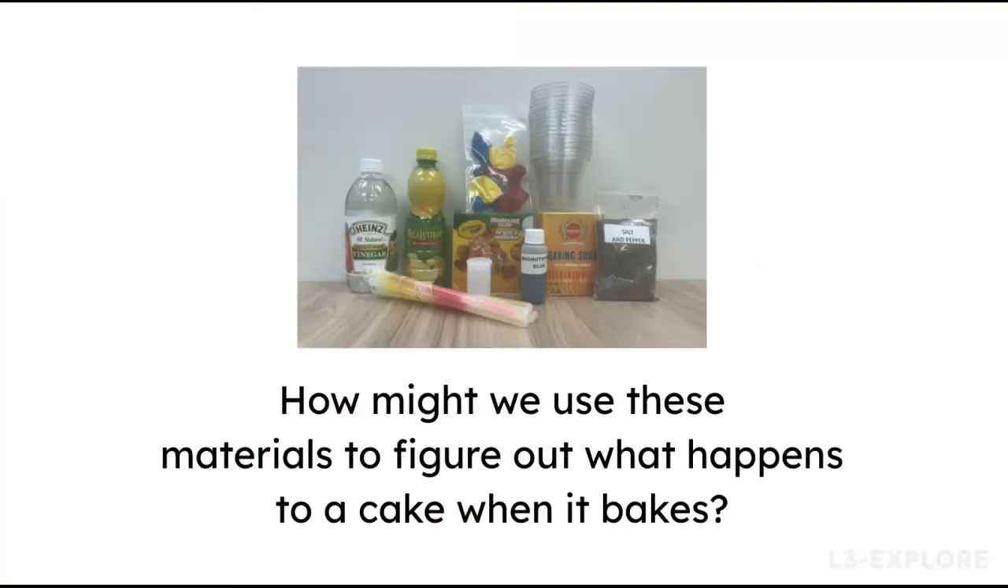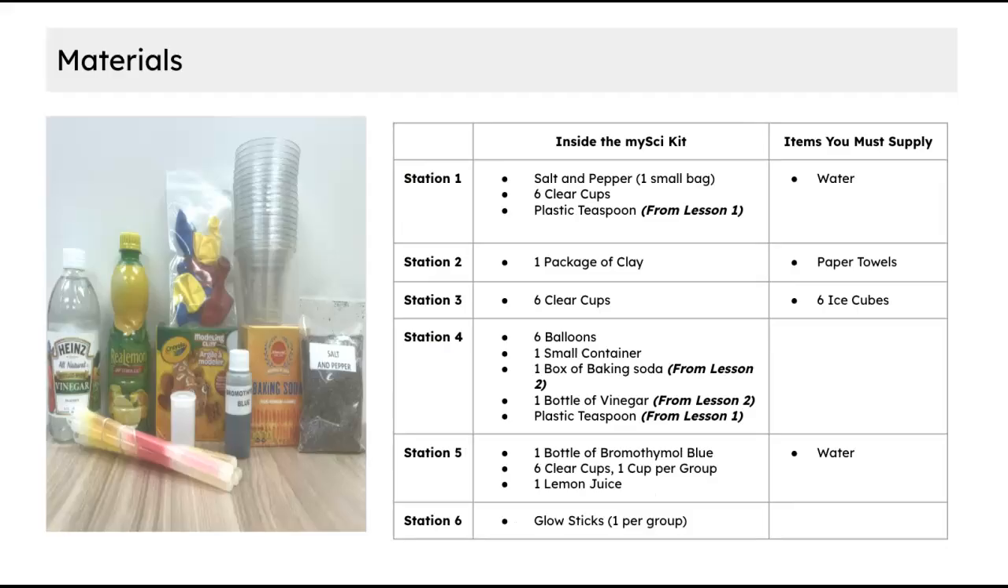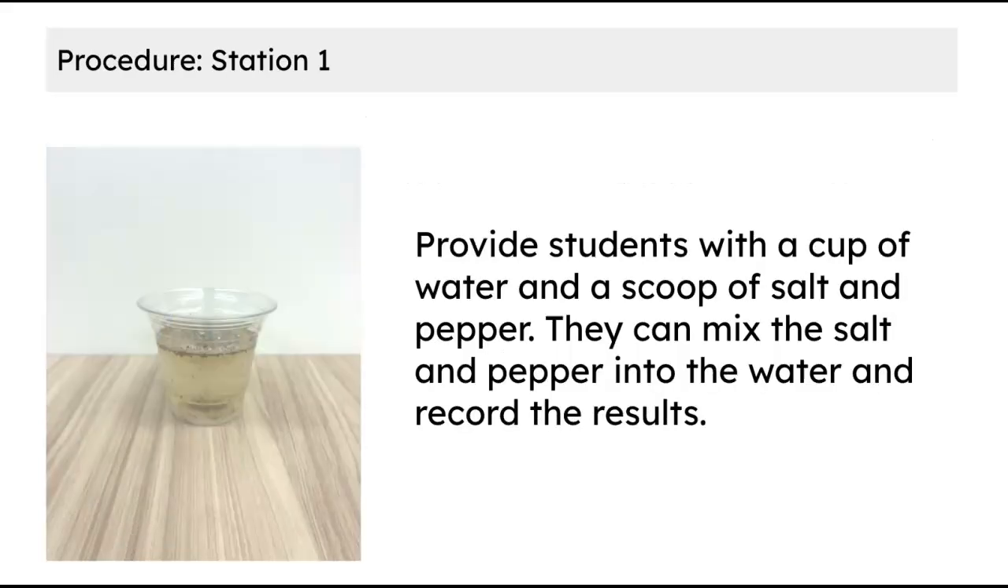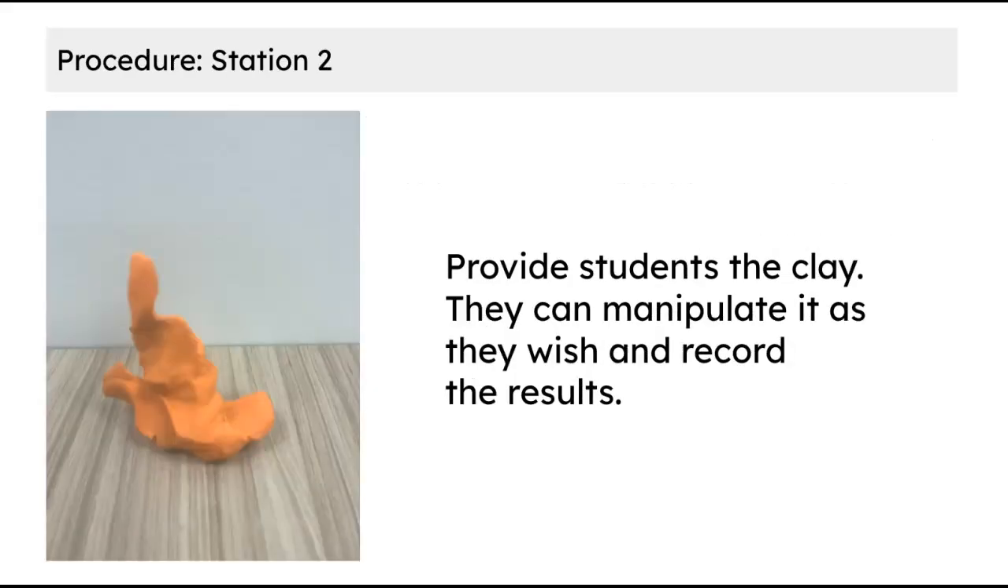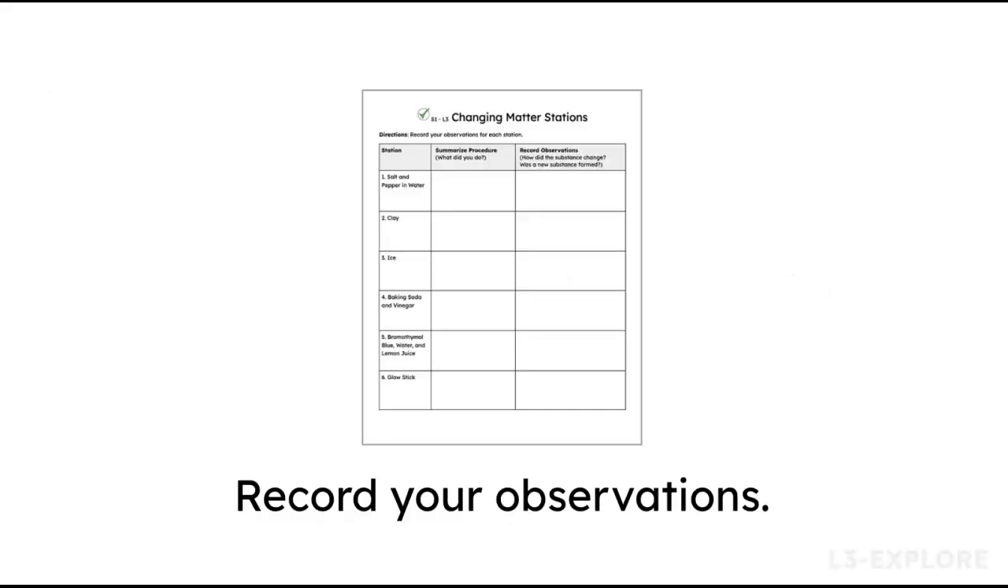For the Explore portion, you'll set up the Changing Matter stations. Students will cycle through each station to investigate different ways matter can change. A detailed procedure for this investigation can be found in the Teacher Guide. Be sure to see the tutorial slides for more setup and procedure guidance. You'll have students record their observations in their Changing Matter Stations student journal page.